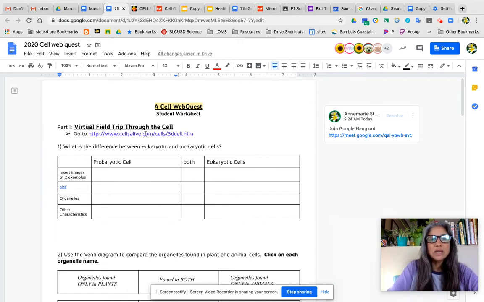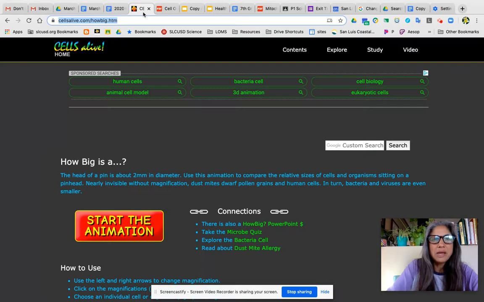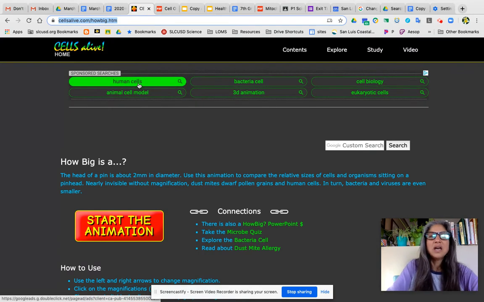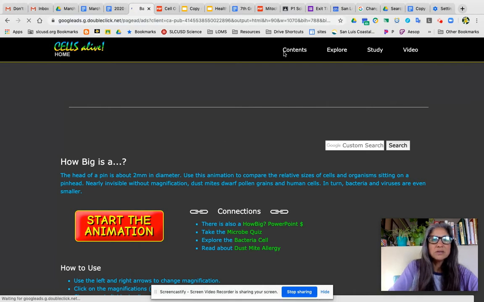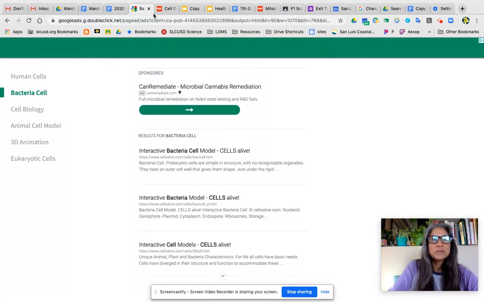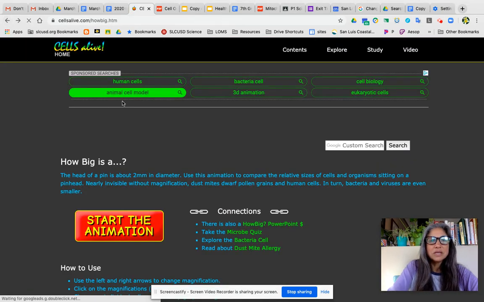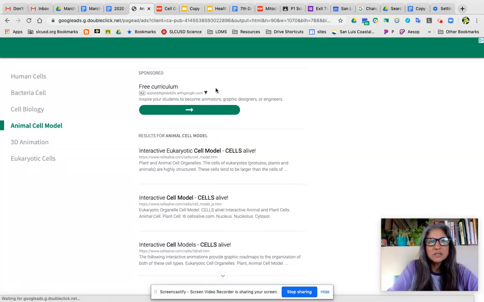You're going to go to cellsalive.com, which is this great interactive website. They have tons of information here. Check out the bacteria cells. Look at the Explorer. Whoops. In any case, I don't know what happened there. But there's tons of information on the cell models, and then there's 3D animations. There's all kinds of interesting things here.